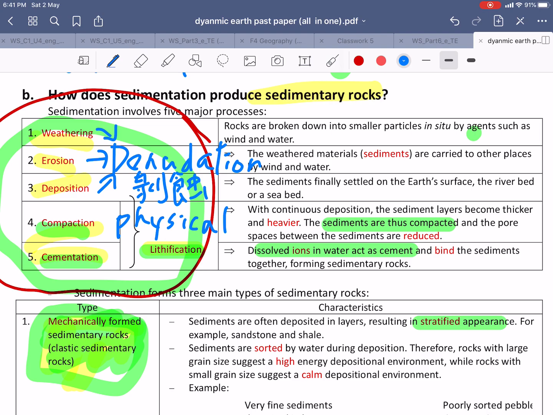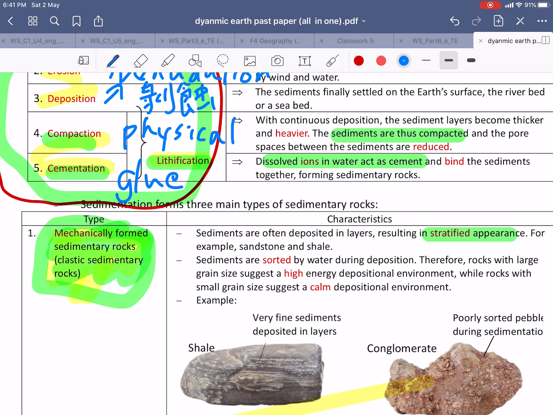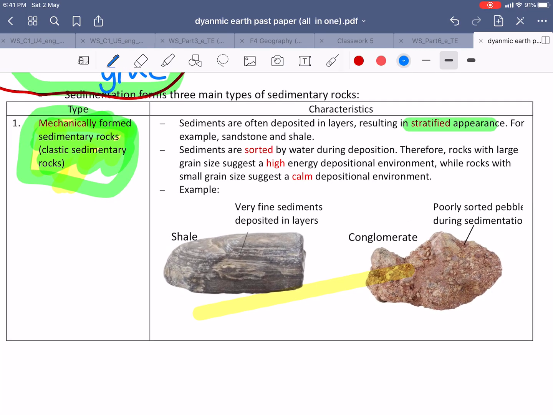Right. Cementation. What is cementation? It is using water as a solvent to glue the sediment together. Bind the sediment together, forming a sedimentary rock, like a glue. So we have three forms of sedimentary rock formation processes, and Hong Kong's sedimentary rocks are mostly mechanically formed.